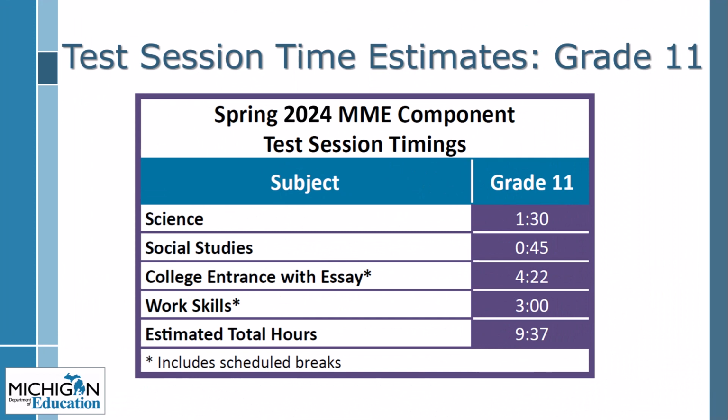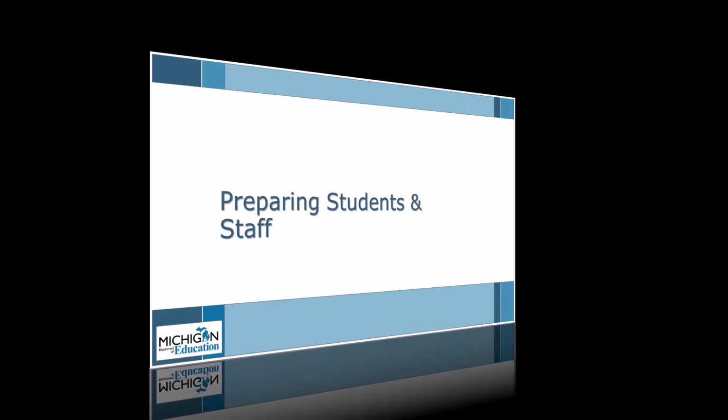These are the testing time estimates for 11th grade. Again, for M-STEP, the time estimates for each test do not include time for reading directions, answering questions, or other classroom tasks. M-STEP is not a timed test. The times provided are estimates to be used for scheduling purposes. The operational 11th grade M-STEP science test is estimated to take 90 minutes. The M-STEP social studies is estimated to require 45 minutes.